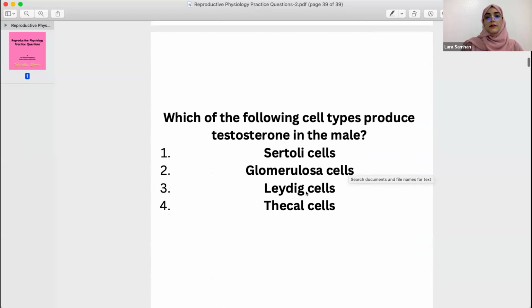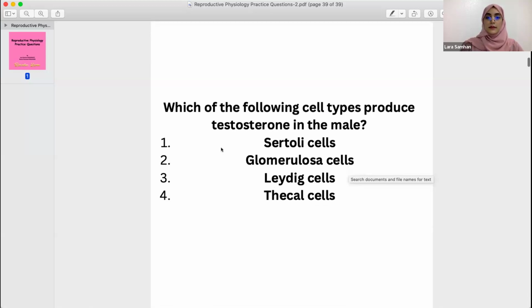So starting off with our very first question, you guys have the freedom to kindly read the question and answer it, and then inshallah, we can discuss the answer all together. So this is the first question, and what do you guys think is the answer?